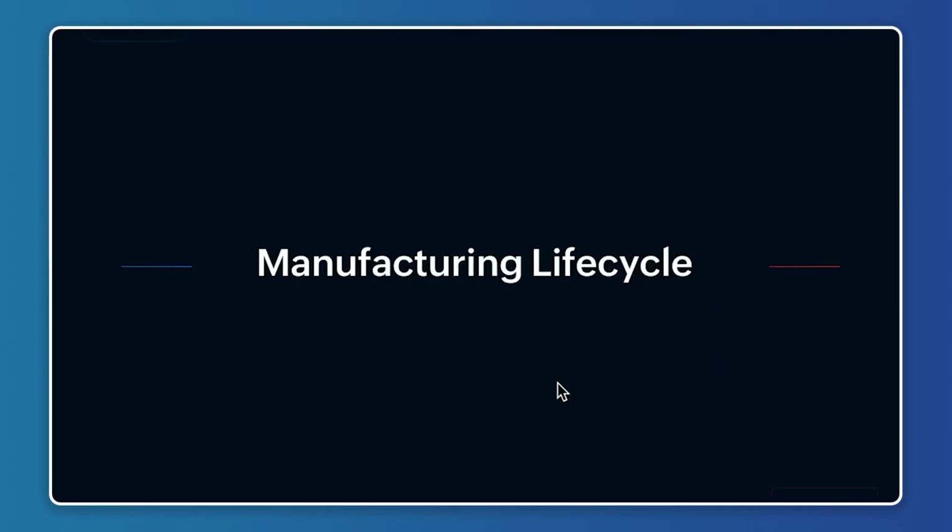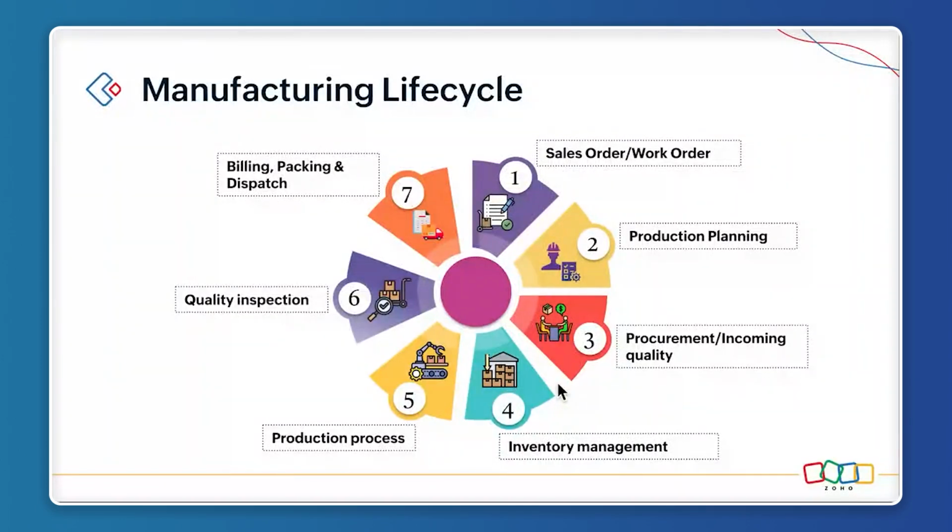So first, let us understand what the manufacturing life cycle is. There are different manufacturing processes that the industry follows. The first step is creating or getting the sales order or work order. The sales order or work order is whenever you receive an open sales order from different customers. The customers will place different orders within your manufacturing application. That is the first step.